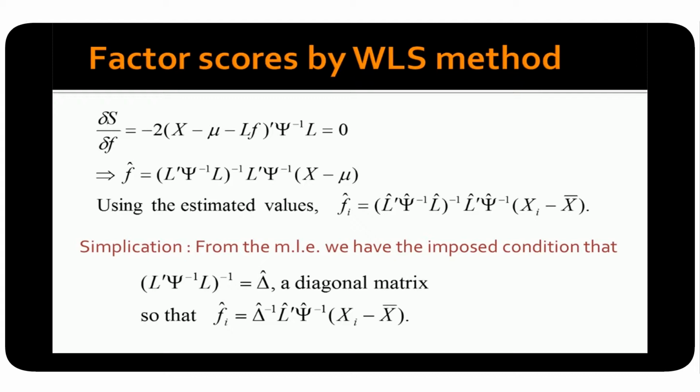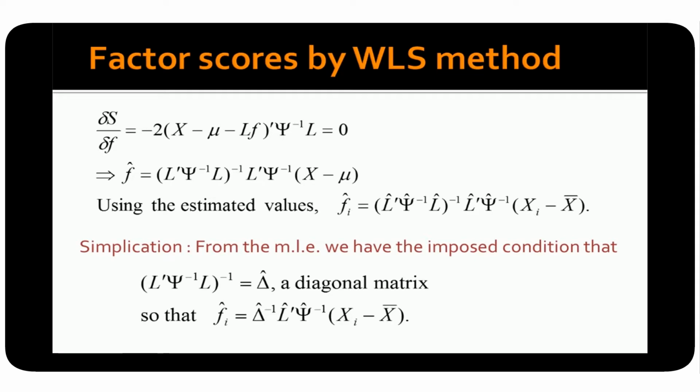And now we can summarize this. Instead of a larger set, we have a smaller set of variables to look at. There are certain simplifications we can always do, because remember, if we use the maximum likelihood method, L hat prime psi hat inverse L hat is equal to delta hat, the diagonal matrix. So, we can always put that in. That was the uniqueness condition that we had used there.